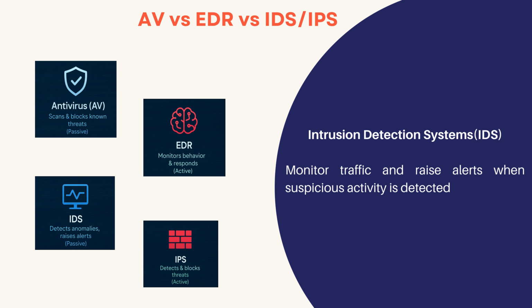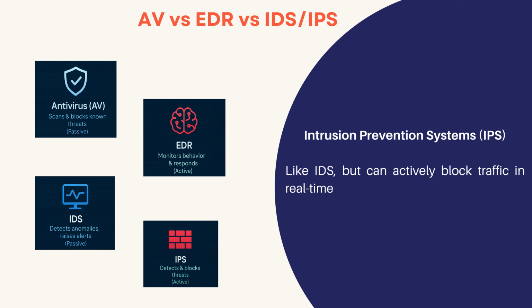Third, we have intrusion detection systems or IDS. These tools monitor network traffic and raise alerts when something looks off, like unusual port activity or unexpected protocols. An IDS is passive, it watches and warns, but it doesn't block. An example is Snort.